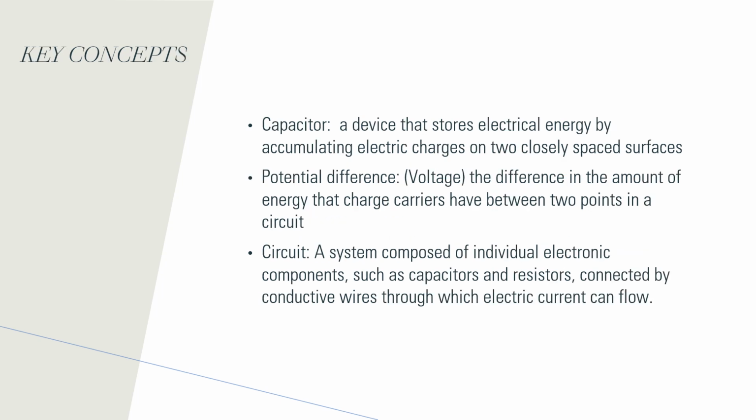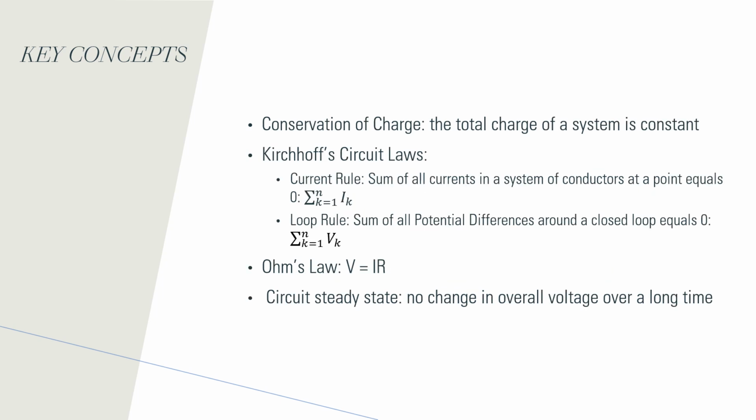Here are the definitions of a circuit, capacitor, and potential difference for this lab. Please pause to read. The conservation of charge says that the total charge of a system is constant. Then there are Kirchhoff's circuit laws. The current rule says that the sum of all currents in a system at a point equals 0. And the loop rule says that the sum of all potential differences around a closed loop equals 0. Ohm's law helps us find the current in the circuit. And finally, circuit steady state says that there's no change in overall voltage over a long period of time.